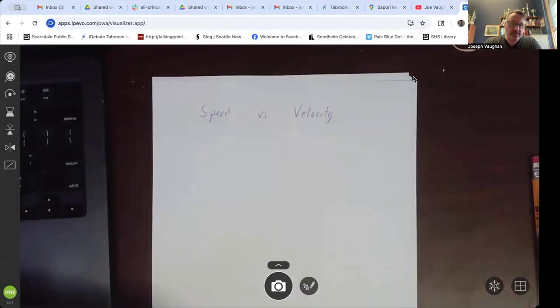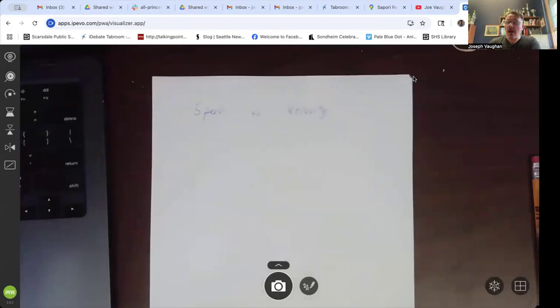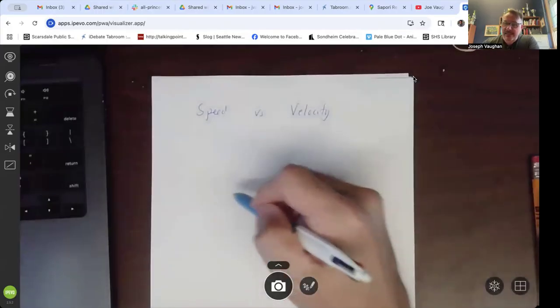So in physics, where we're using the metric system, that's going to be meters per second as our general unit for speed and velocity. That doesn't mean that they are the same quantity. In the same way that distance and displacement, although they are both measured in meters, are not the same quantity. So let's go from there. So we'll look at an example.